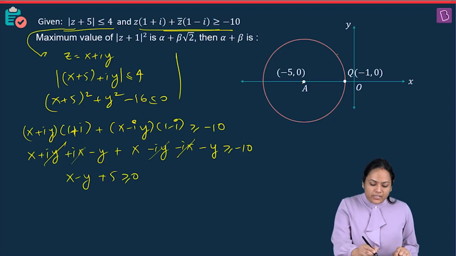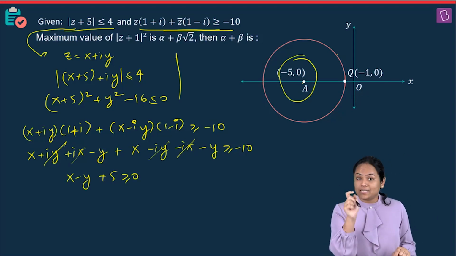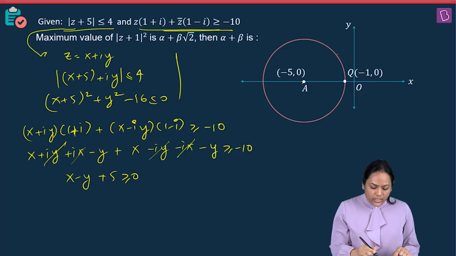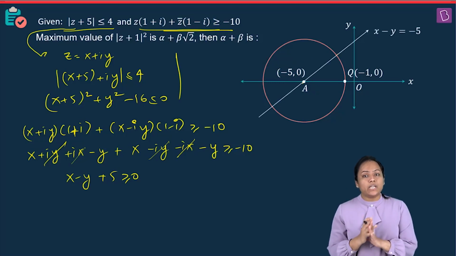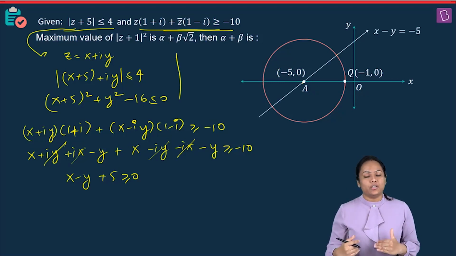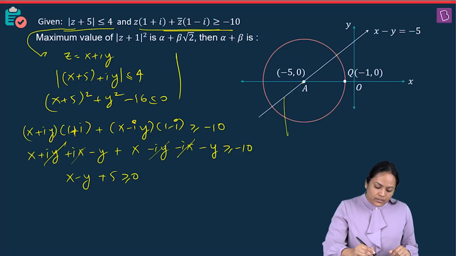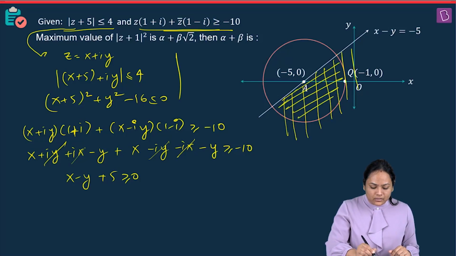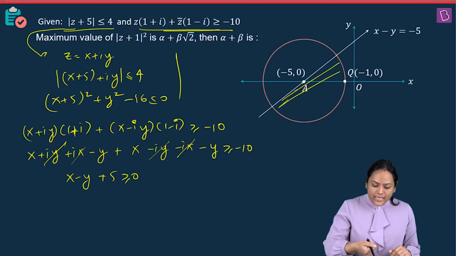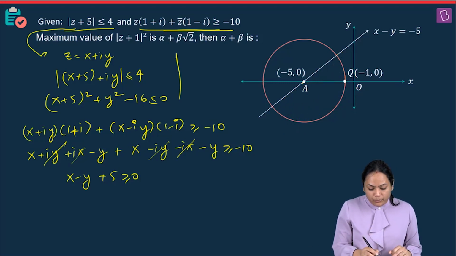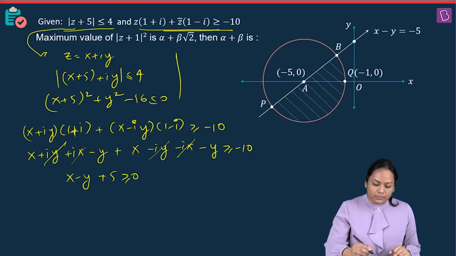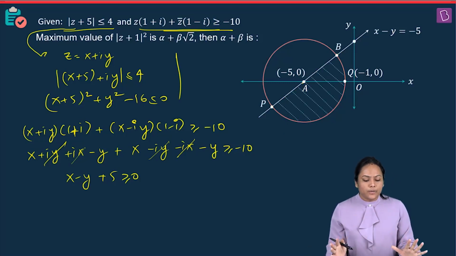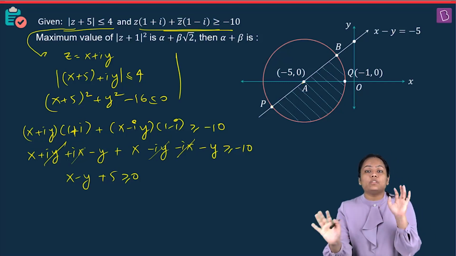This line again is passing through the center of the circle, that is the point minus 5 comma 0, and it will represent all the region which is on the same side as the origin, right? So I have some points which are below this line and some points which are lying inside the circle. When I take the common part, the region they will represent will be this one, between P and B on this second half of the circle. Clear? This is my region in which Z is going to lie.